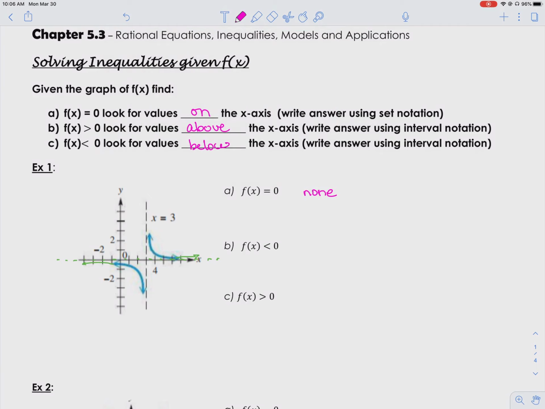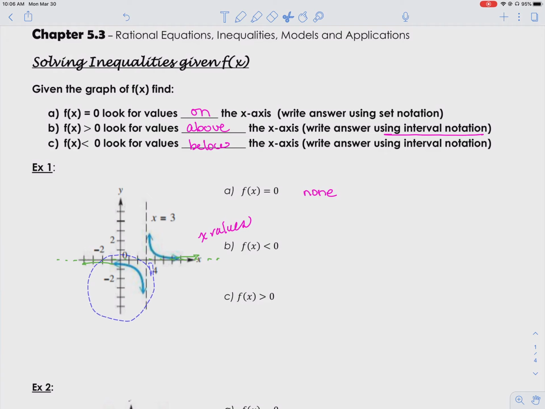Now we want to know where the graph is below 0. That's going to be this part right here. Notice whenever I'm asking for an inequality, you're going to be writing those answers using interval notation, because we can't list all those numbers, we would be listing forever and ever. Remember, when you're solving these, you want the x values. So we're talking about the x values that are going to make that graph go below the x-axis.